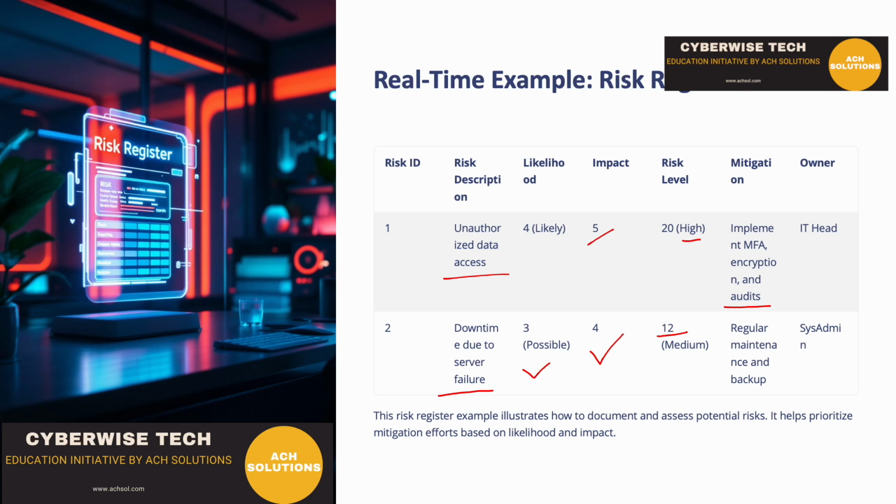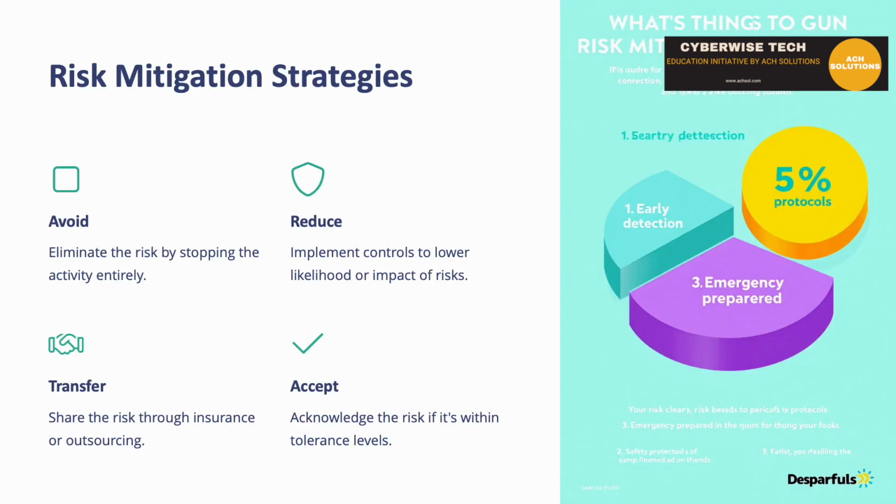And what is the mitigation suggested? That regular maintenance and backup need to be taken in the case of server downtime, so that these backups can be used. And who is the owner? This can be done by a system administrator. So the owner is also a system admin. Okay, I hope this example works for you to understand.